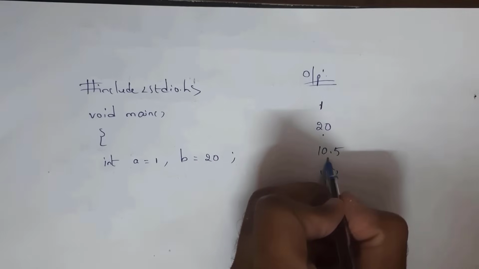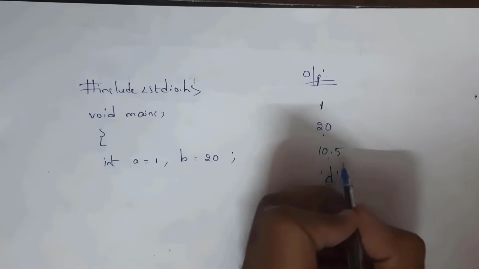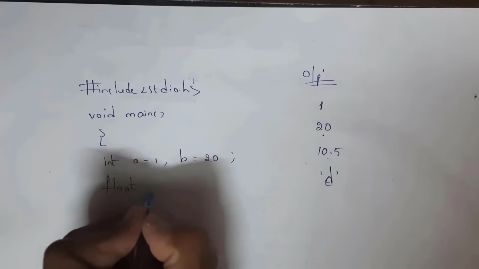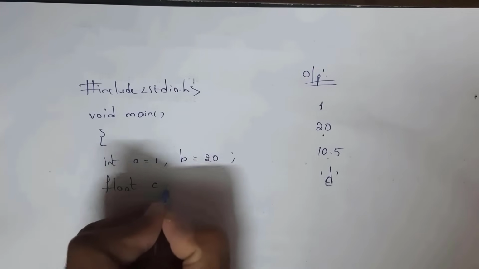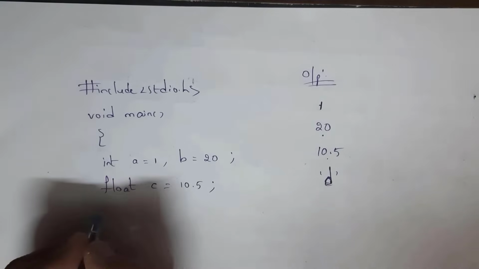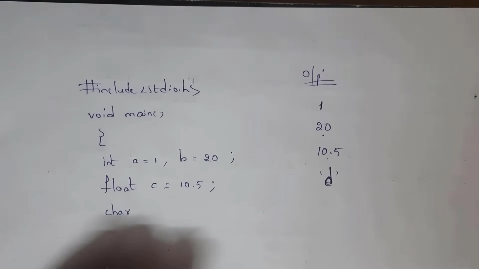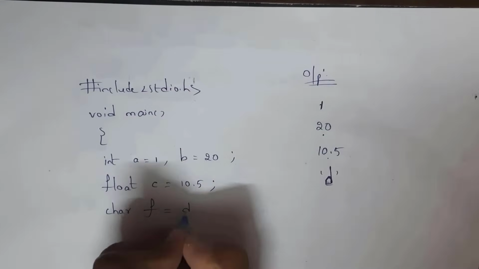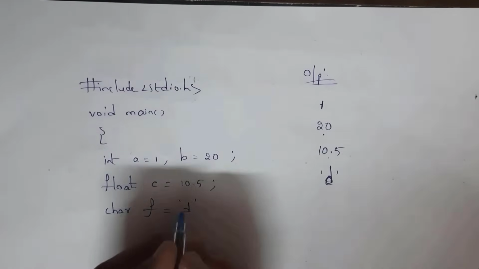And this 10.5 is float data type. This 10.5 is a float value. So I need to take here data type float. Already I took variables a and b. I'm taking another variable name, that is c equal to 10.5 semicolon, and this d is a character. So I'm taking a data type char, and you can take any variable name. I'm taking variable name as f equal to d, and you need to give this d in single quotation, semicolon.